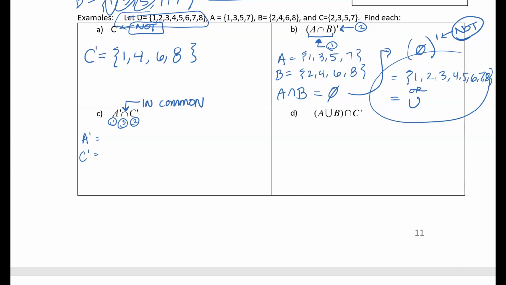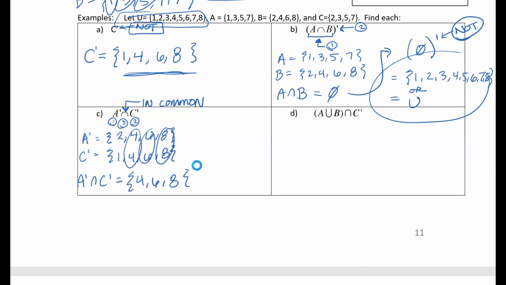So A complement, so let's go up here and let's look at A. If A is 1, 3, 5, and 7, then A complement is what's not in that set. So what's not in 1, 3, 5, 7? Well, the other remaining numbers. So 2, 4, 6, and 8. Okay, what's not in C? So we did that above. Okay, so we said C complement is 1, 4, 6, and 8. And then the intersection is just what's in common with those two lists. So it looks like they have 4, 6, 8 in common. So 4, 6, and 8 is going to go in that final set, and that's going to be your answer.